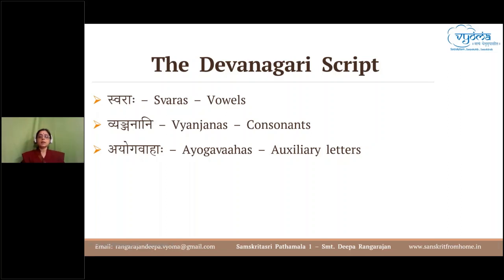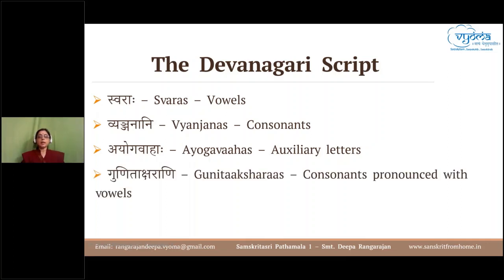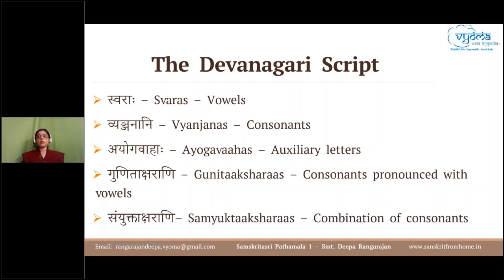Then we saw the Jihvamuliyaha and the Upadhmaniyaha. Jihvamuliyaha is a Visarga before Ka and Kha, and Upadhmaniyaha is a Visarga before Pa and Pha. These are the ayogavahas. Then we saw how to combine the consonants with vowels and what are the various representations for the gunitaksharas. Then we saw how to combine different consonants, where consonants occur one after the other without intervening vowels. So we saw up to 3 consonants. These are all the components of the Devanagari script.